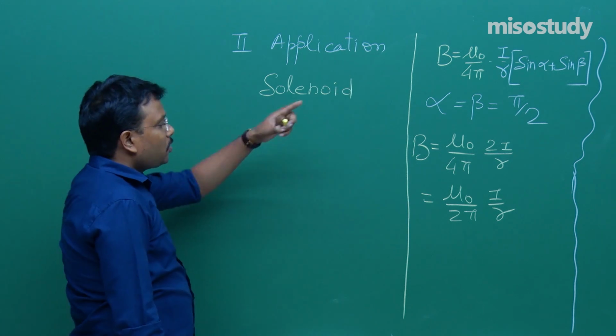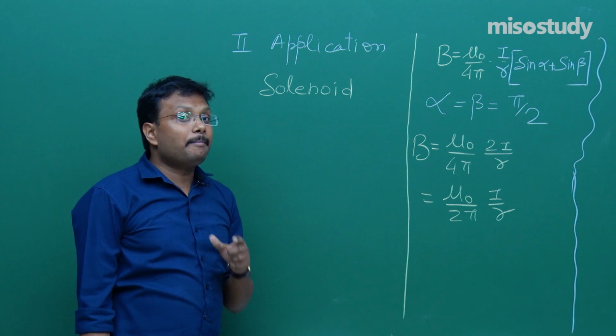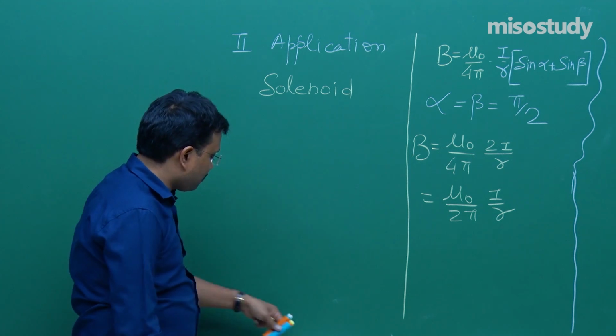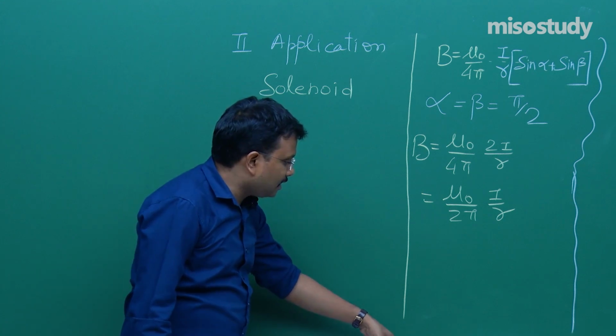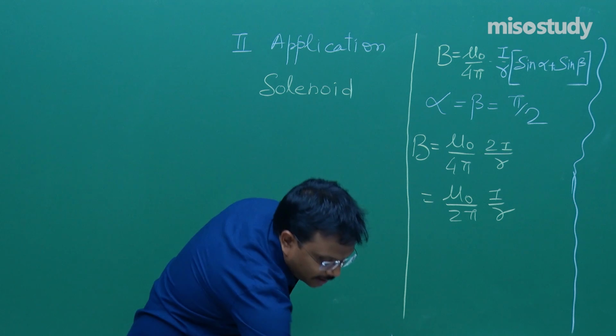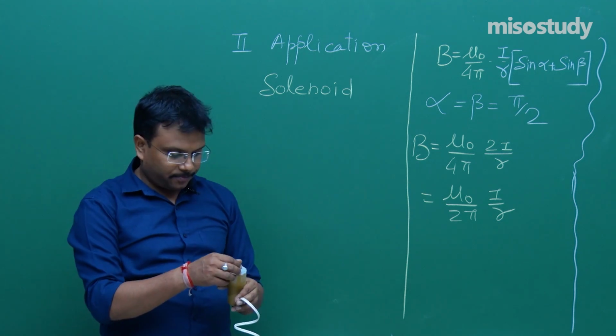Actually, this law you can use to find the magnetic field associated with a solenoid. Now, the first question that comes to mind is, what exactly is a solenoid? Okay, so I have a simple arrangement to show you this solenoid.